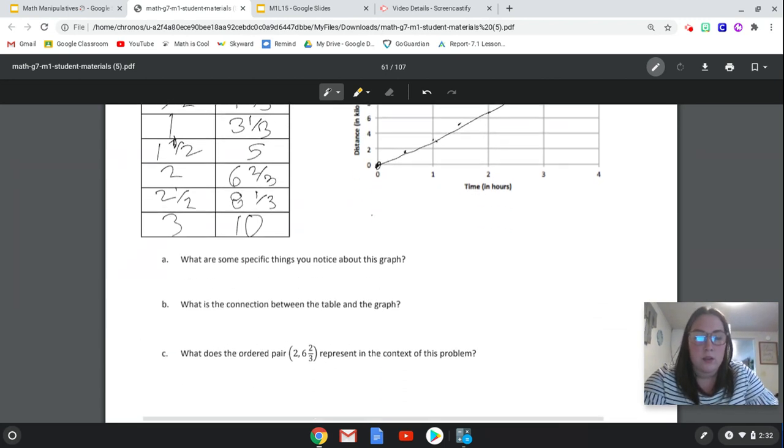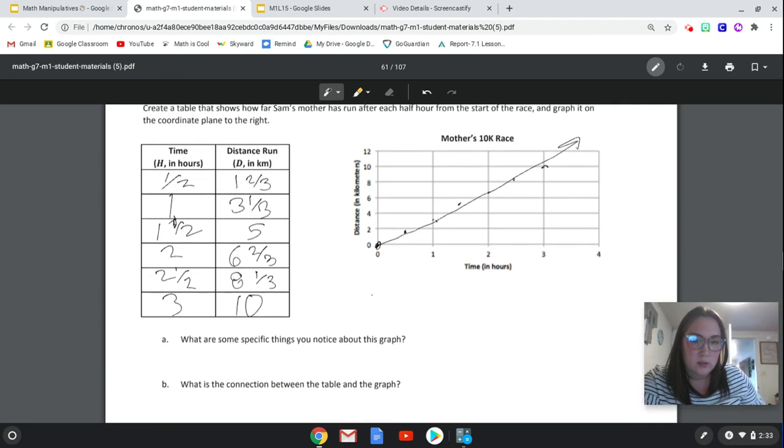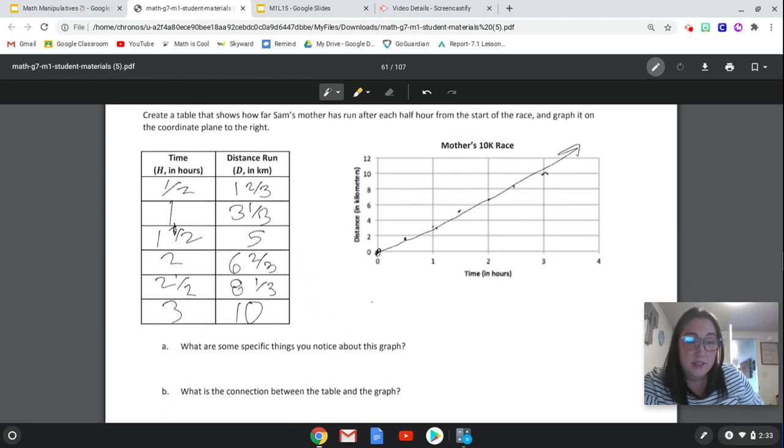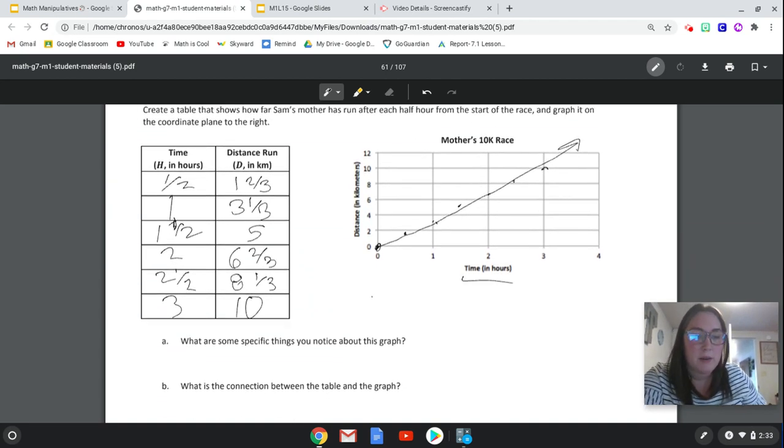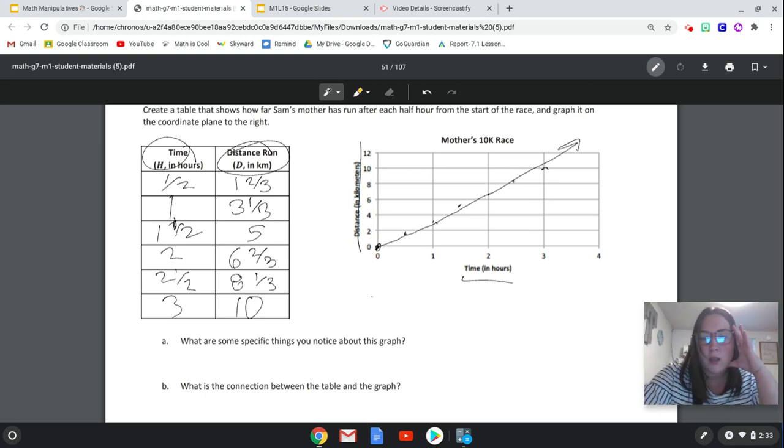Okay, then our next question, what's the connection between the table and the graph? Well, the table and the graph have the same variables. They both have the time in hours or the distance in kilometers, right? Well, every point that's on my table is on my graph. So they're like the same thing, just in different ways. They're telling me the exact same thing, but I get to visualize it in two different ways. How cool is that?